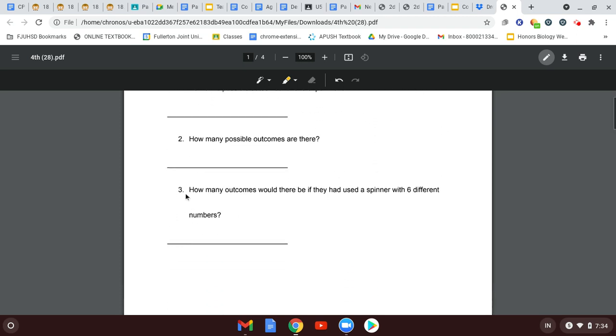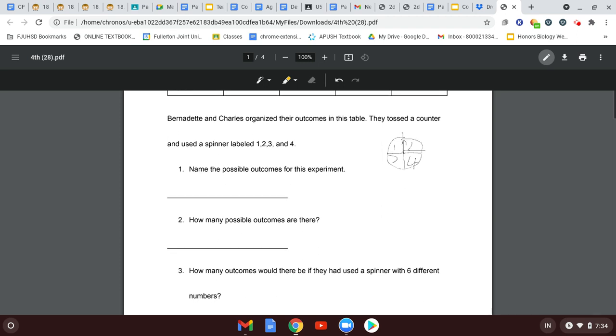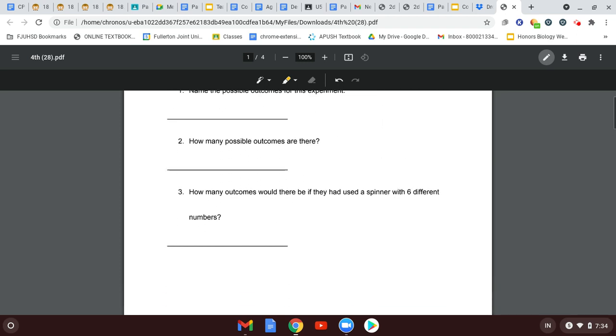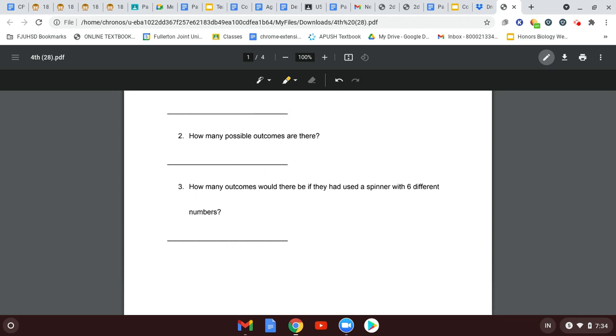Okay. So let's go to number 3. How many outcomes would there be if they use a spinner with 6 different numbers? If we're trying to find possible outcomes, we can just multiply the number of the two factors. Since there are only 2 colors and 6 different numbers, we would multiply these two, and that would make it 12. So there are 12 different outcomes.